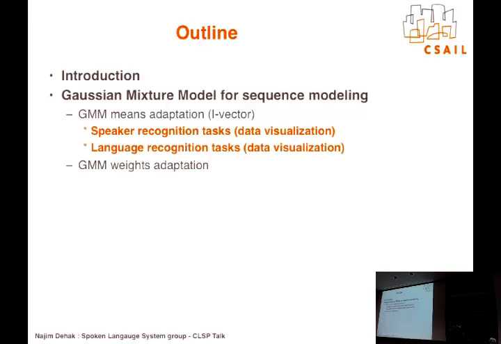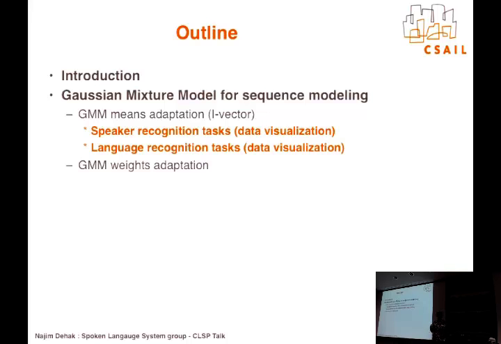Now, as I said, the I-vectors were related to the means, the adaptation of the means. Lately, I had to switch from my direction because I had a visit from students from KU Leuven in Belgium, and he was interested in the weights and everything, and he was like, okay, well, let's do it.